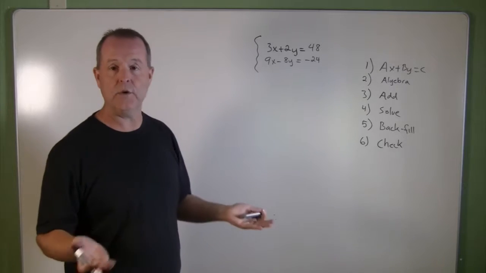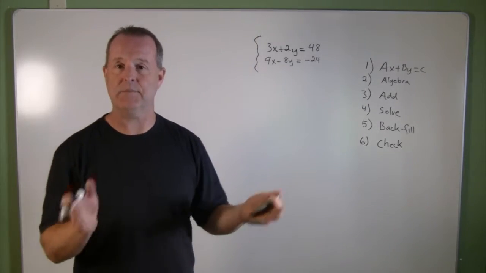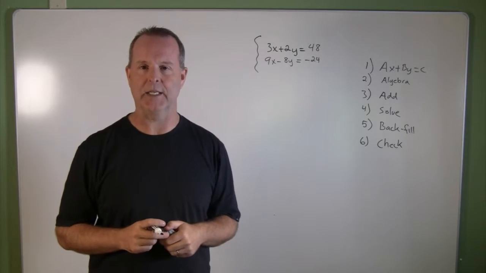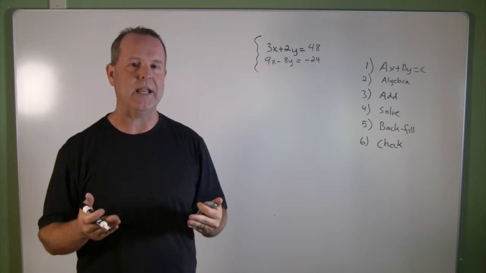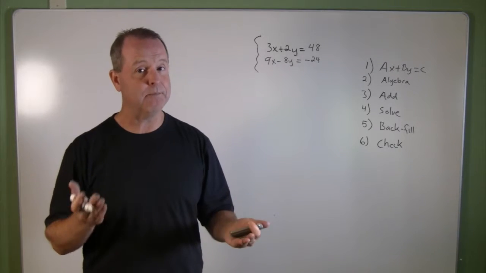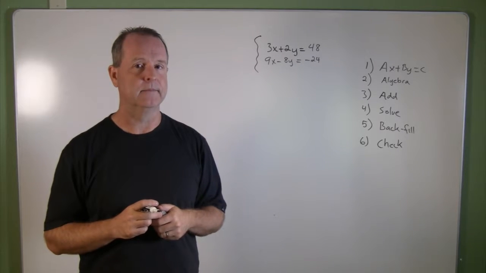So the first thing we want to do is write it in standard form. Well, they're already written in the ax plus by equals c form. Check. The next thing is I want to do some magic. What can I do to either the top equation or the bottom equation, or sometimes both, so that I can see a term being eliminated?